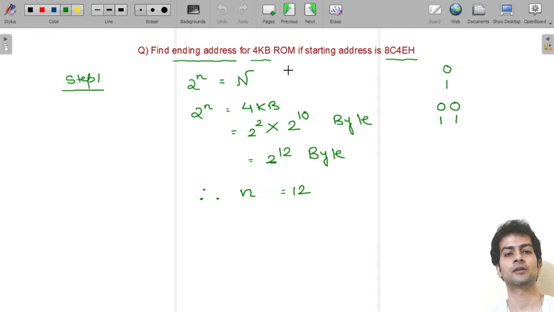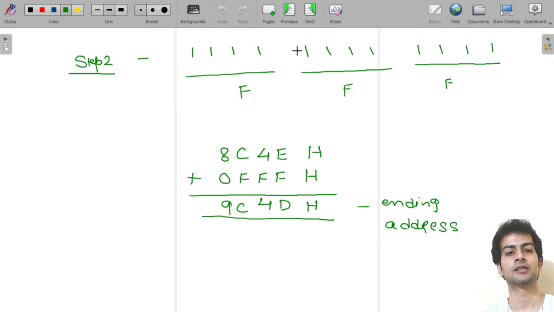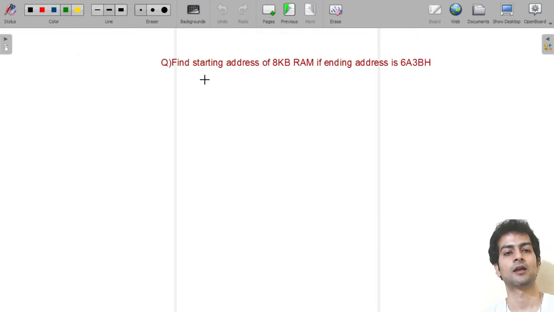So it is simple. What we have done: first we found the number of address lines from the given capacity. Then we represented that address line as equivalent 1s. Then we converted it into hexadecimal. Then we had the starting address, so we added it to get the ending address. If this had been our ending address, then we would have subtracted to get the starting address. Easy. Now see another question here.